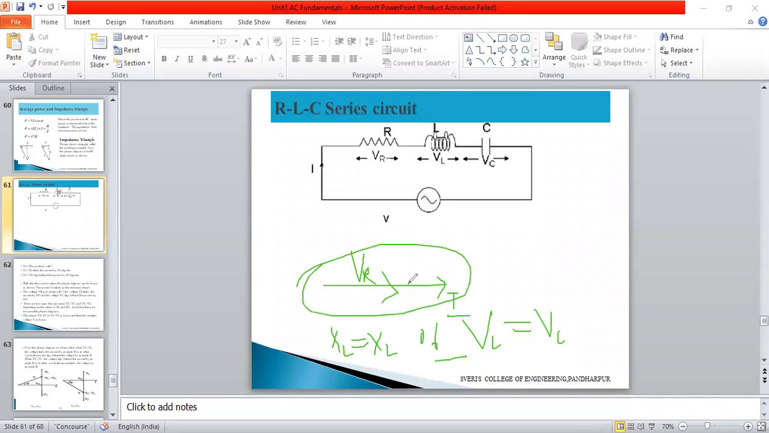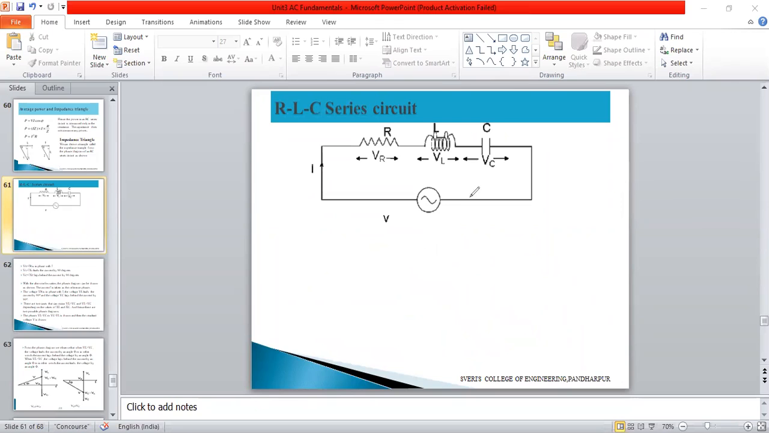So voltage drop across resistance is in phase with I only. That's it. This is same like a resistive circuit here. Now, the resistance phasor diagram. Is it clear? Yes, sir. So this is the simple explanation of phasor diagram, we are going to call that one here now.